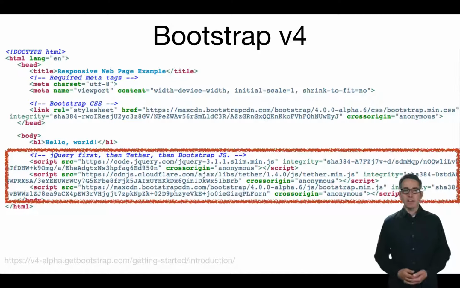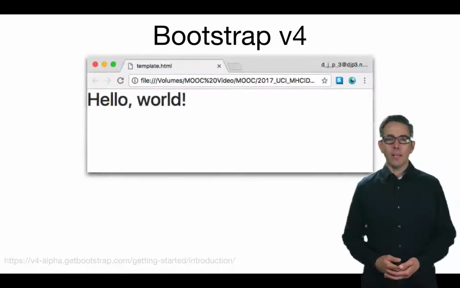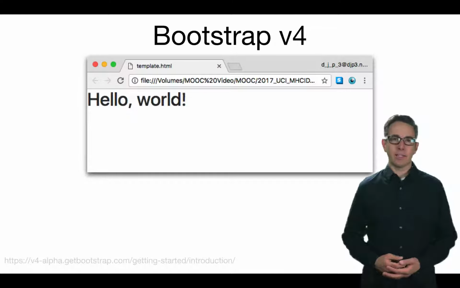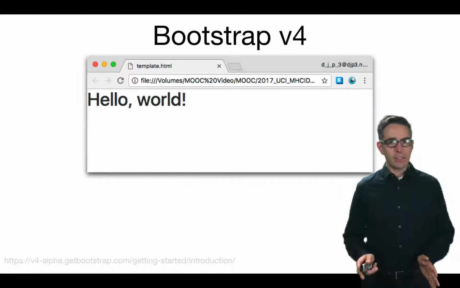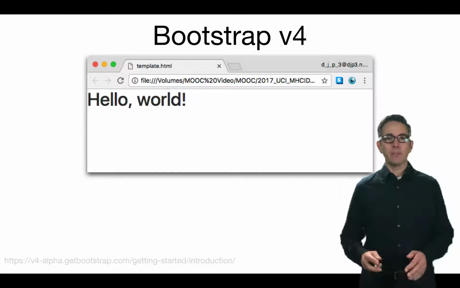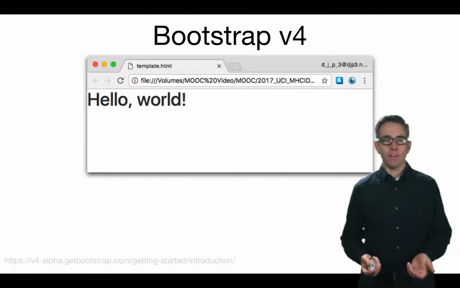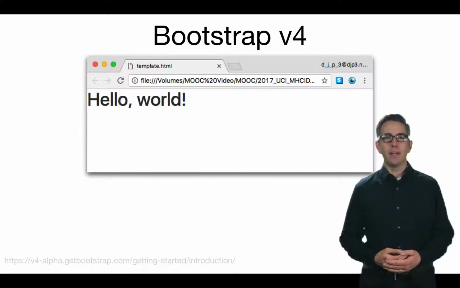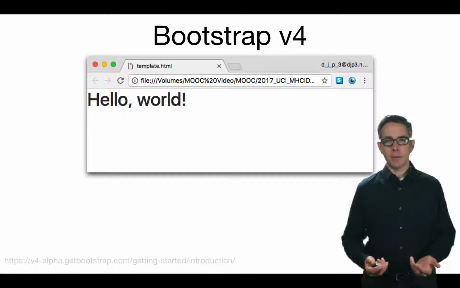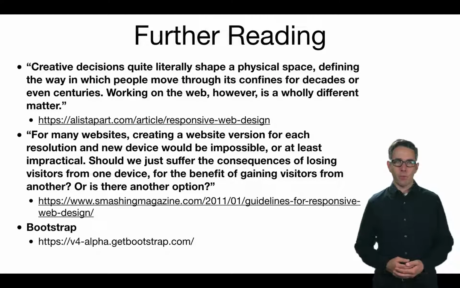When we put all this together and we run it in a web browser, we get a very simple website that says hello world, and it's been styled according to the Bootstrap default style. So that's all you have to do in order to get a Bootstrap website up and running. That's enough to give you access to all the functionality of Bootstrap, but we haven't talked about what that functionality is or what the conventions are for building a responsive website. We'll do that in another lecture. For now, I just want to introduce the idea of responsive web design and the Bootstrap framework.